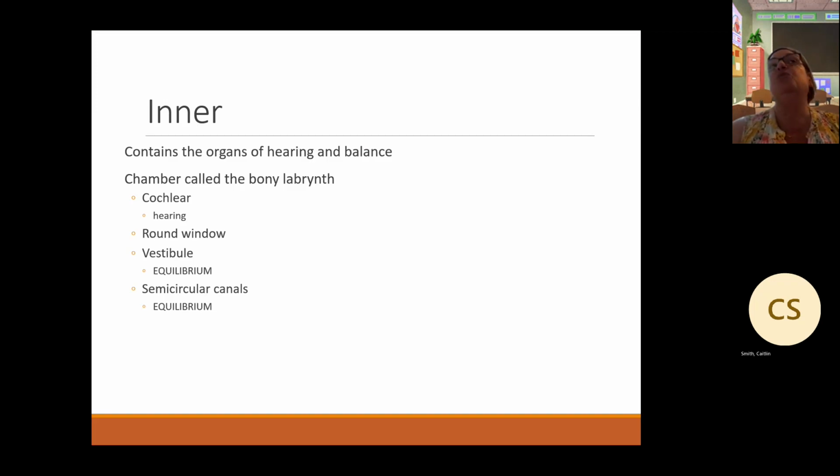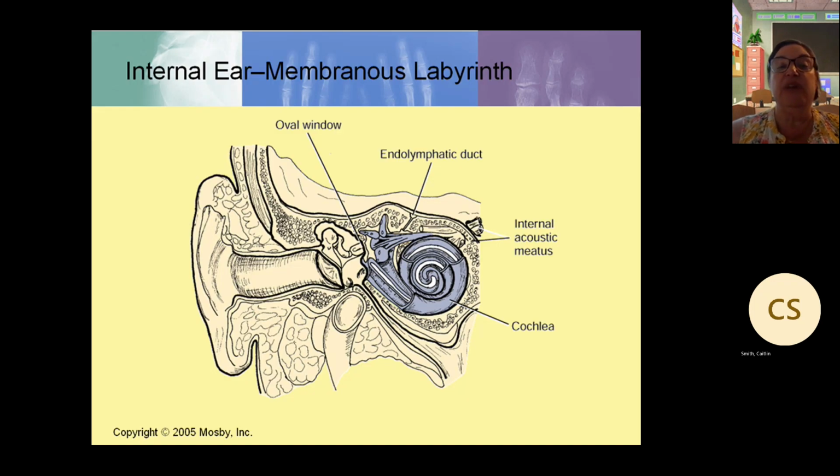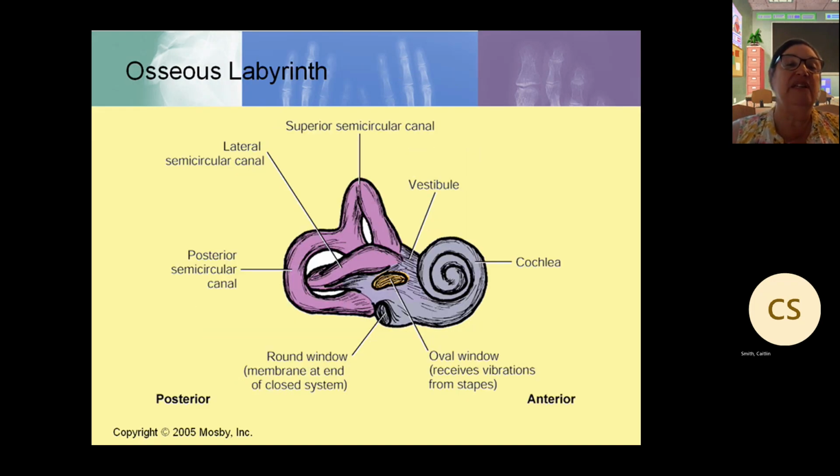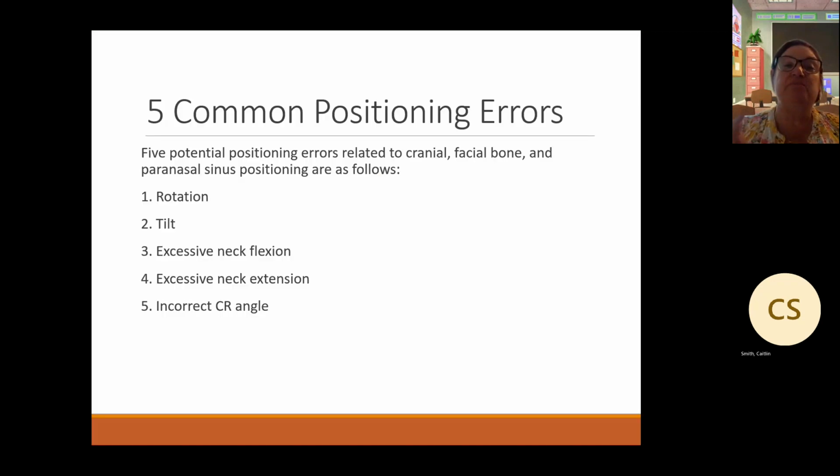And the inner ear is what really contains the organs of hearing and balance. That chamber is called the bony labyrinth. We have the cochlea, which is for hearing, the round window, and the vestibule, which is for equilibrium, and the semicircular canals are for equilibrium. So here we have an image of this, and another one broken up and just kind of brought in.